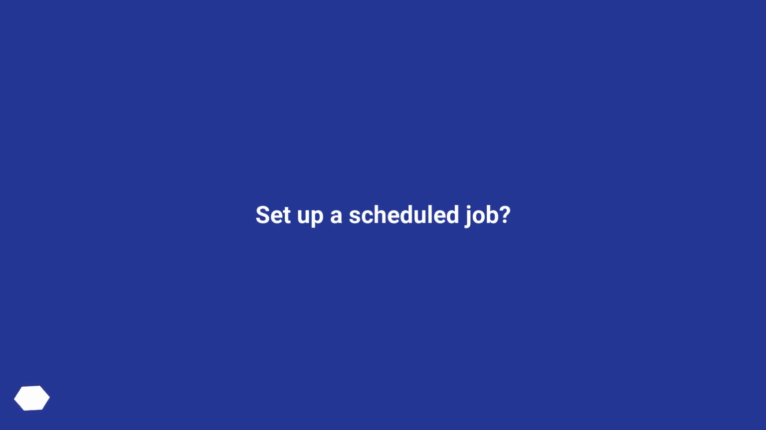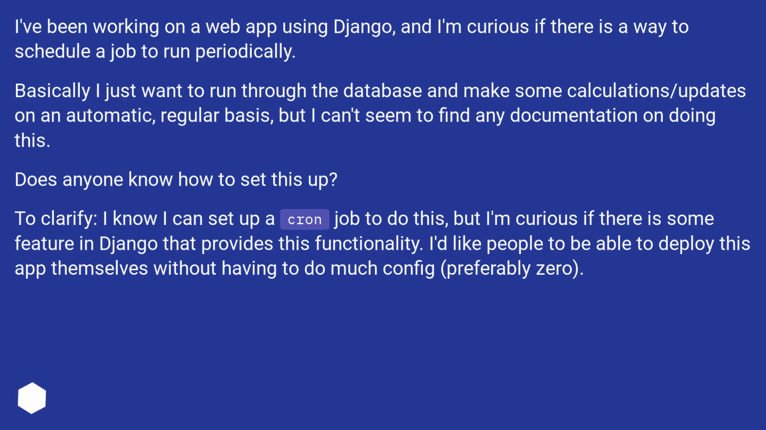Set up a scheduled job. I've been working on a web app using Django, and I'm curious if there is a way to schedule a job to run periodically. Basically, I just want to run through the database and make some calculations/updates on an automatic, regular basis, but I can't seem to find any documentation on doing this. Does anyone know how to set this up?